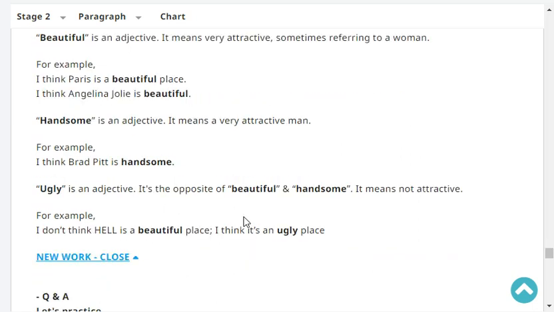Ugly is an adjective. It is the opposite of beautiful and handsome. It means not attractive. For example, I don't think hell is a beautiful place. I think it's ugly.